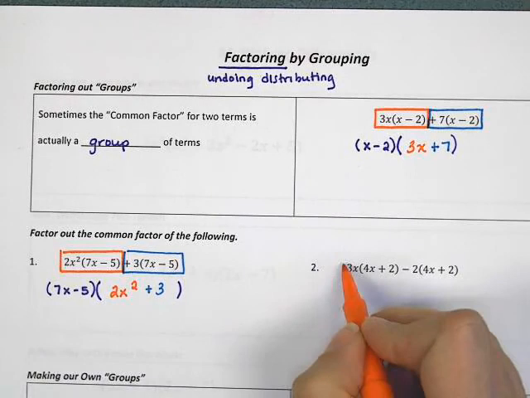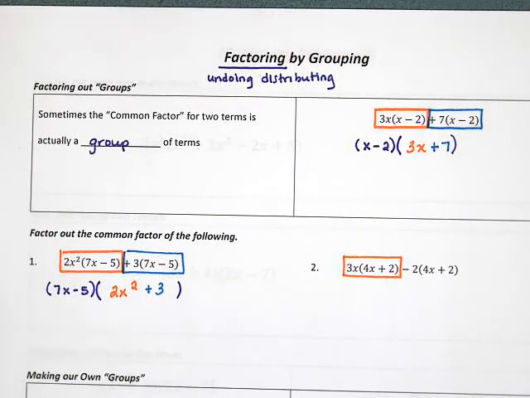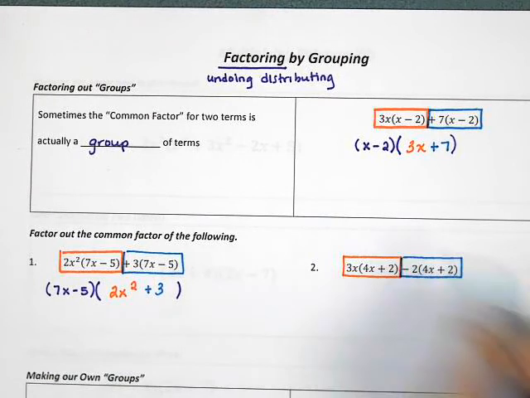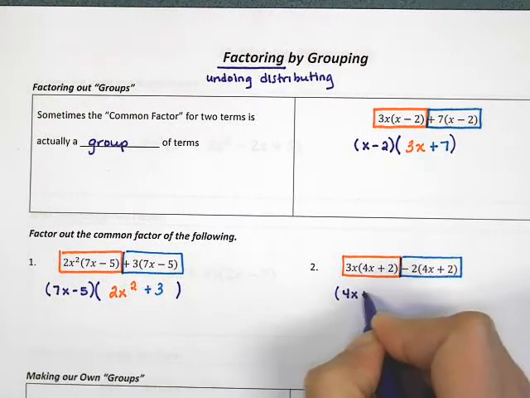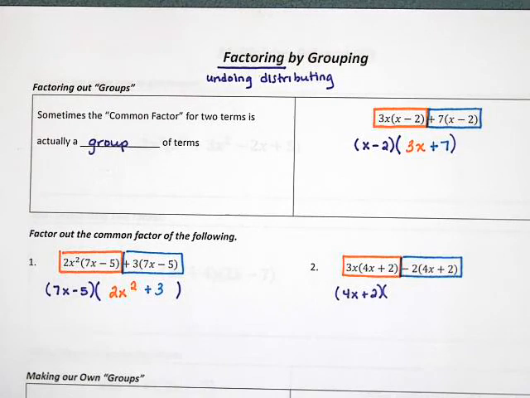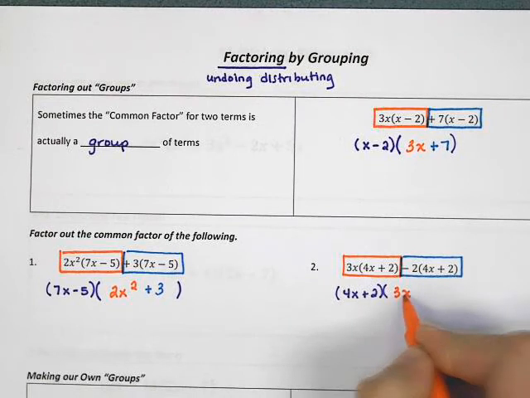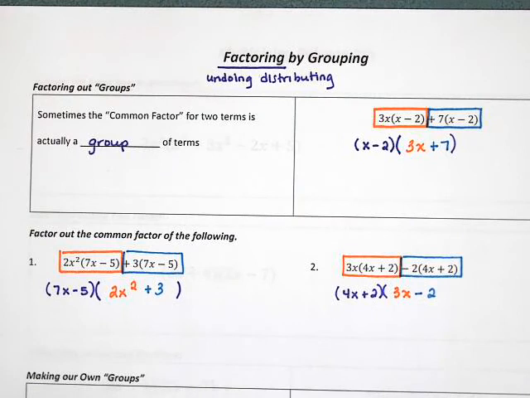So the first term would be 3x parentheses 4x plus 2, and the second term would be negative 2 parentheses 4x plus 2. Now if I say, what do they have in common? What do they both have that I can take out? They both have the parentheses 4x plus 2. So if I say, well, now what's left over, the 3x would be all that is left from the first term, and the minus 2 would be all that is left from the second term.